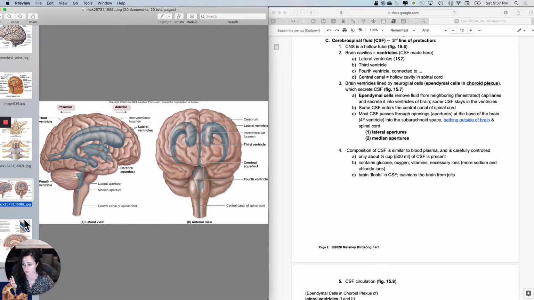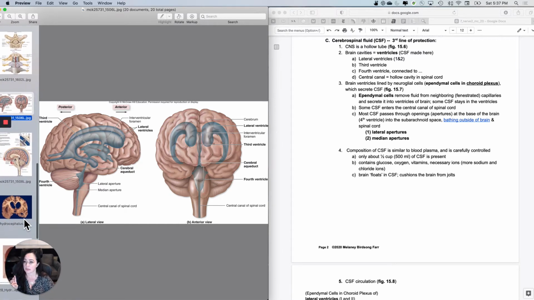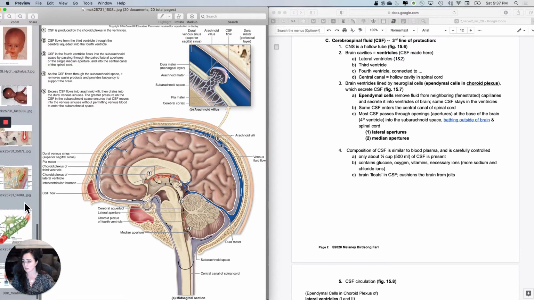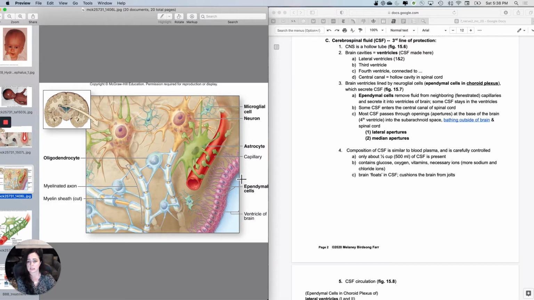Each of the ventricles are lined with glial cells, neuroglial cells, that are called ependymal cells, and we talked about them in the last set of notes. Where are you, ependymal cells? So do you remember seeing these in the last set of notes and me trying to explain that the brain was hollow and there were ventricles in the brain? So these ependymal cells are going to be responsible for making cerebrospinal fluid.